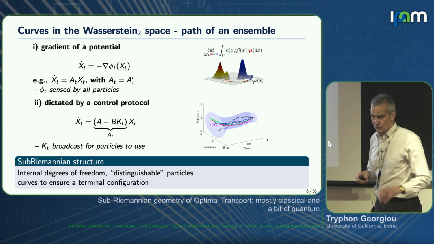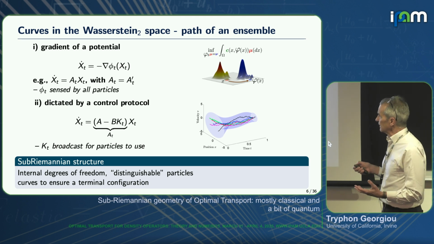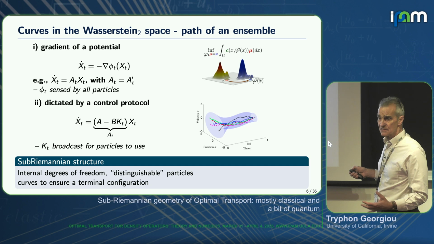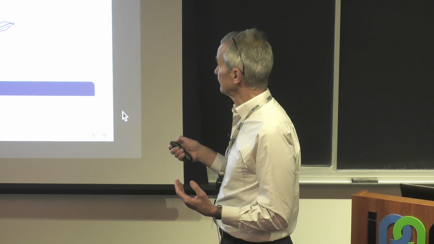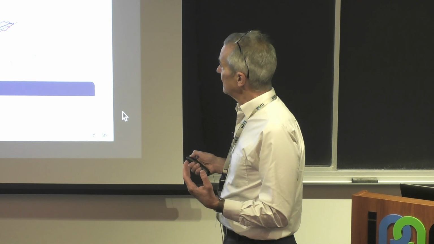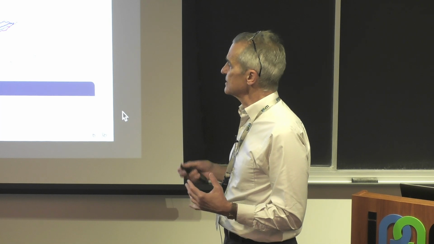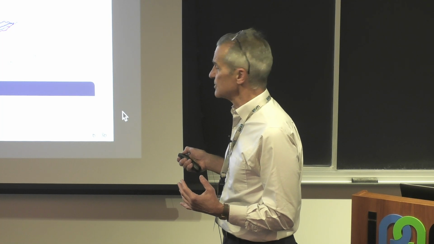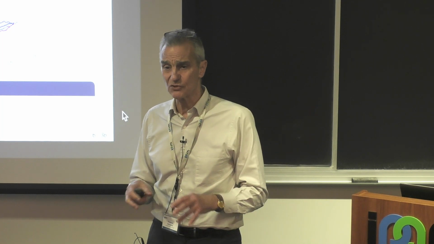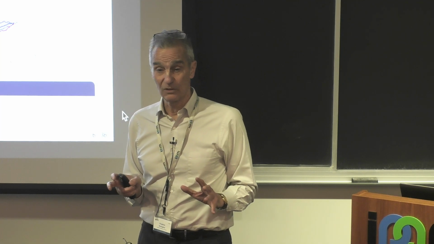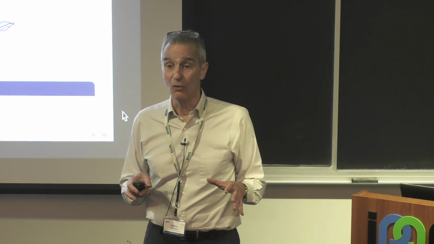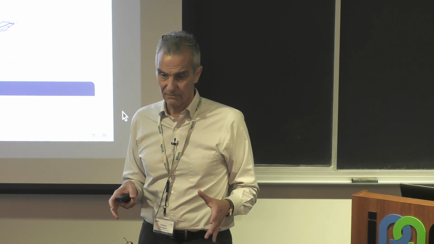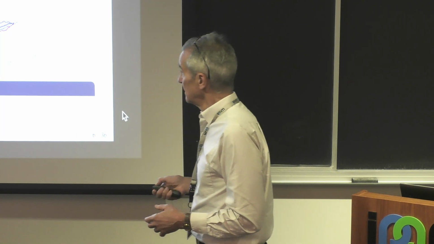So what we're going to do today is the following. We're looking at curves in Wasserstein space with this metric and all of that. This is a path of an ensemble. But the difference here is that we're going to think not just of the distribution, but of the ensemble as consisting of particles that are distinguishable. It's not just the density at the beginning and at the end, but where actually did the particles go. We want to track them. We want to see where they went.